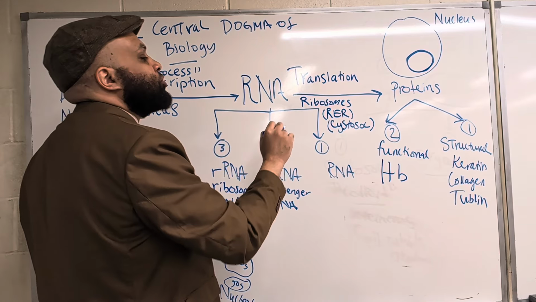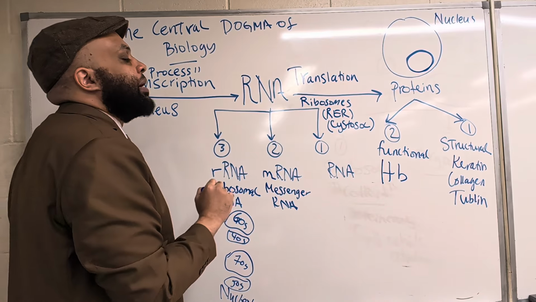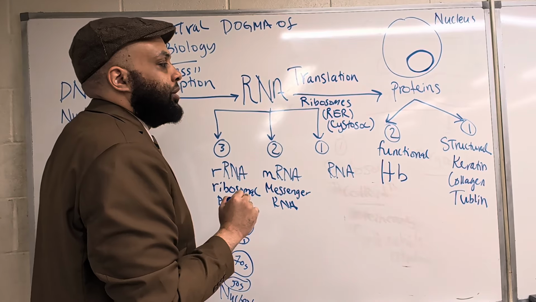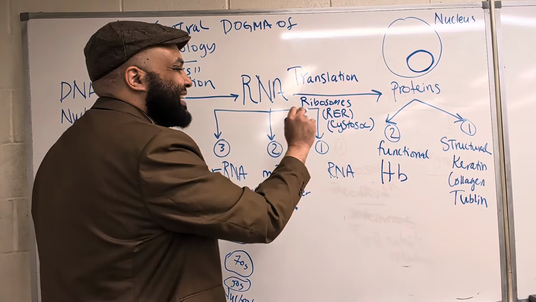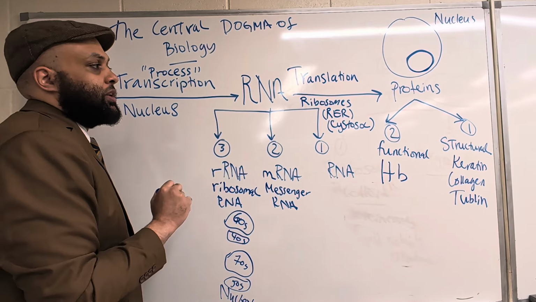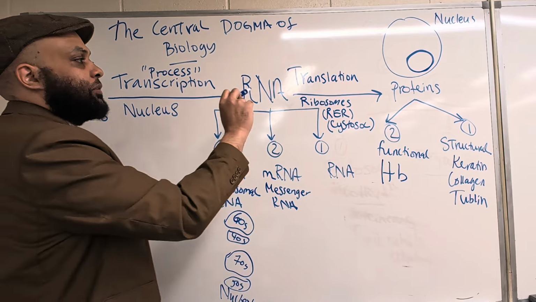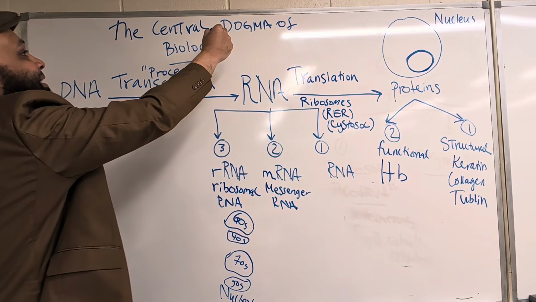Why are there no ribosomes on the Golgi body? Why are there no ribosomes on the endosomes? Why are there no ribosomes on the lysosomes? Why does it have to be only on the rough endoplasmic reticulum? So we will talk about that. But for now, that's the law. That's why they call it the dogma.